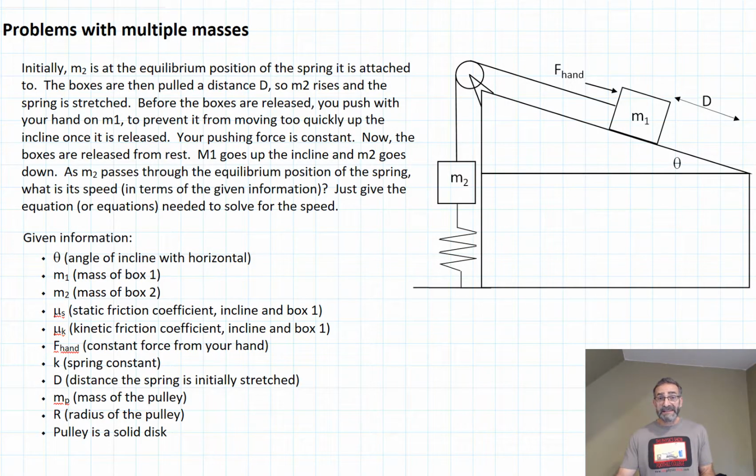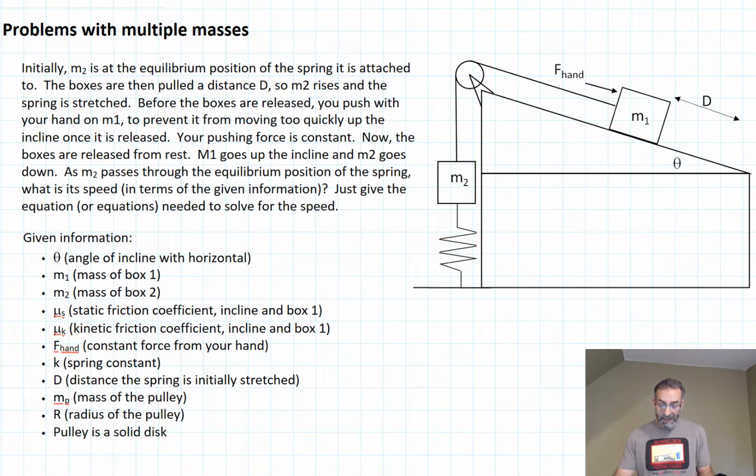Problems like this, with multiple masses, are quite common in physics class. When we look at this problem, we see there are 3 masses, the 2 blocks and the pulley. And they can all have kinetic energy, and they can all have forces and torques acting on them, and they can all accelerate. So let's take a look at this.